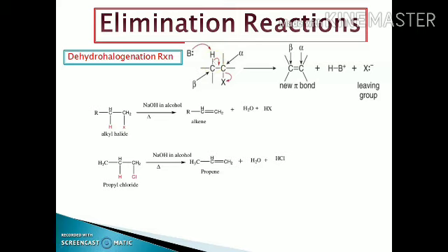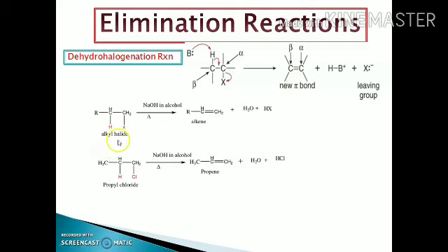What happens in this case? When the halide is treated with the alcoholic basic solution, the base will abstract the hydrogen atom and form a salt BH, and X will be removed from the alpha carbon atom as a leaving group, and both of these bonds get shifted to make a new pi bond and give the alkene as a major product.